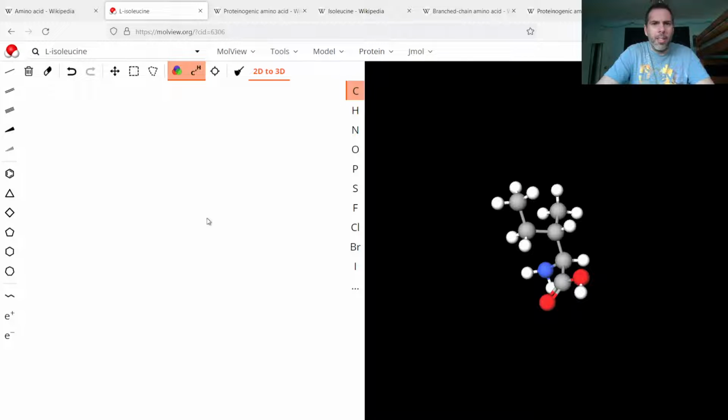So I'll go ahead and draw it here. You have your alpha carbon, carboxylic acid group on the side here, and amino group on the side here. And with isoleucine, you're going to have 4 different carbons on the side chain.